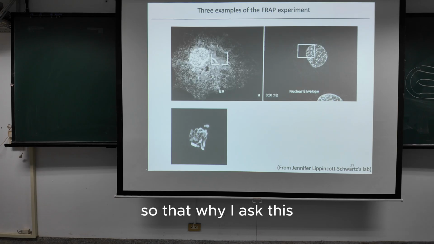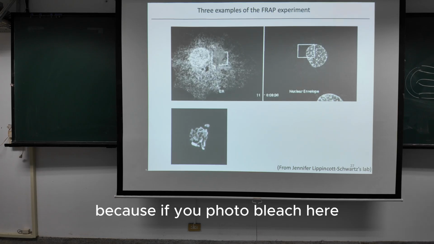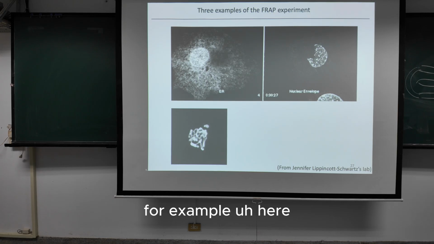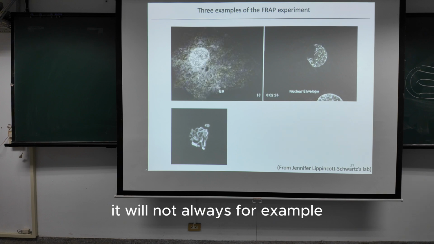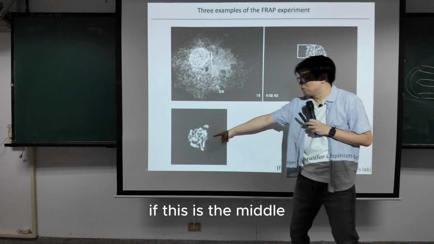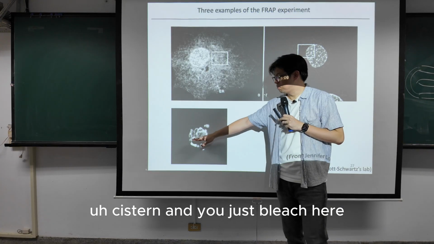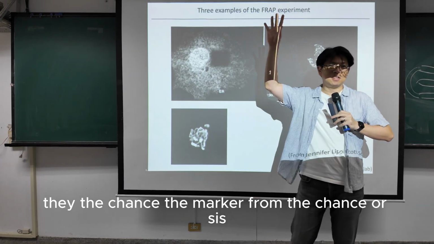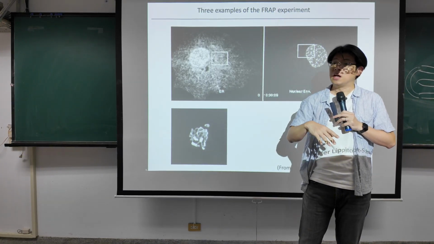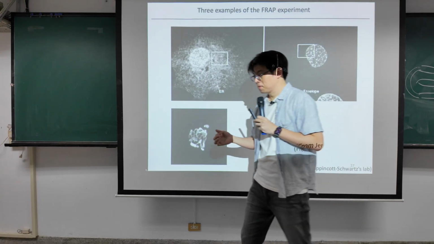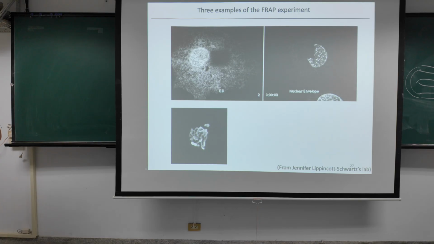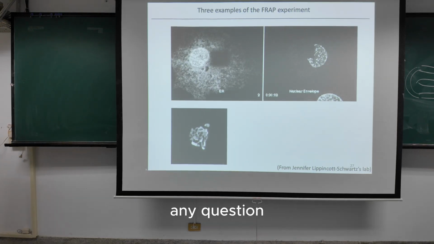So why did I ask? Because if you photobleach here, for example, once they connect with each other, it will always recover back to the whole Golgi. It will not, for example, if this is the middle cisternae and you just bleach here, the molecules from the trans or cis don't go back to the middle, okay? Any questions?